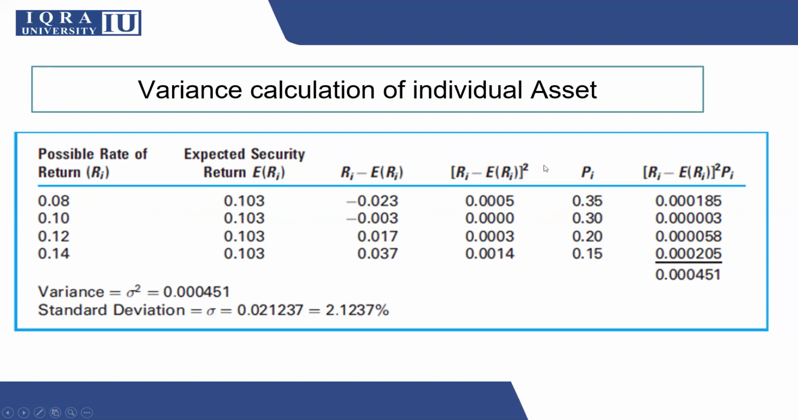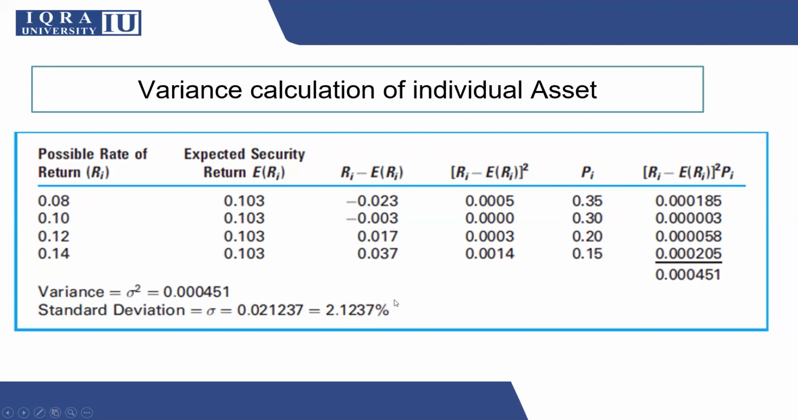Once you take this square multiplied by the probability, this column will be finished and you will take its sum. The sum presented over here, if we take it as it is, we call it variance, and if we are interested in calculating standard deviation, then we take the square root of this. So the standard deviation, or the risk, of this individual asset comes to 2.1237.